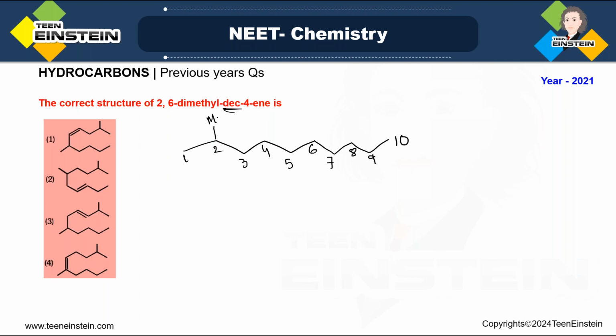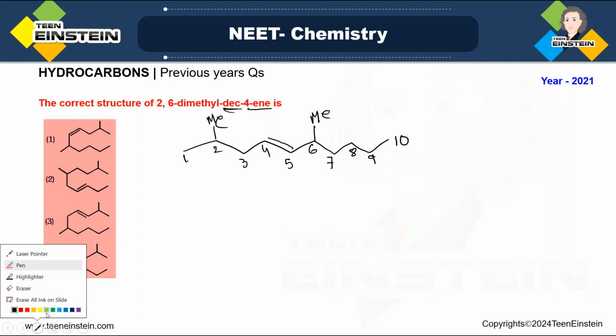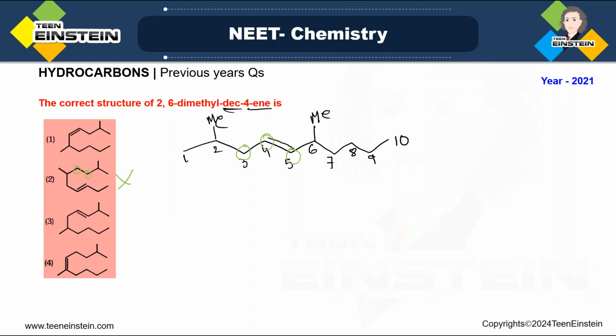At the 2 position you have a methyl group. At the 6 position you have a methyl group. And the position of the double bond is at 4. Now, compared with the structures given, you will see that in between the two methyl groups you have a total of 3 carbons. Now, between the two methyl groups, you have 3 carbons. You have 2. This is not possible. 3 carbons, possible. 3 carbons, possible. 3 carbons, possible. Now, look at the position of the double bond.